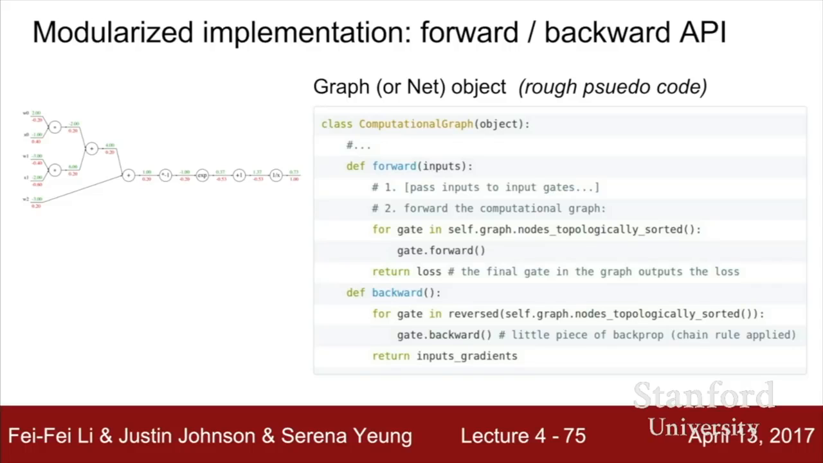Then if we have our entire graph, we can make a forward pass through the entire graph by iterating through all the nodes, all the gates. Here I'm going to use the word gate and node interchangeably. We iterate through all of these gates and call forward on each of them. We want to do this in topologically sorted order, so we process all of the inputs coming into a node before we process that node. Then going backwards, we go through all of the gates in reverse sorted order and call backward on each of these gates.